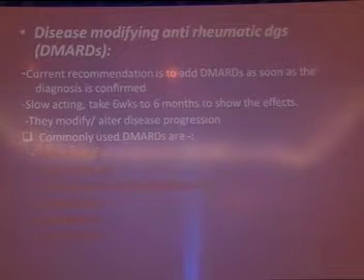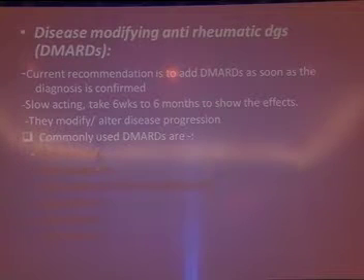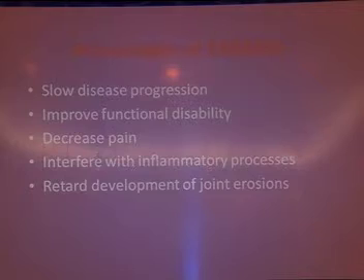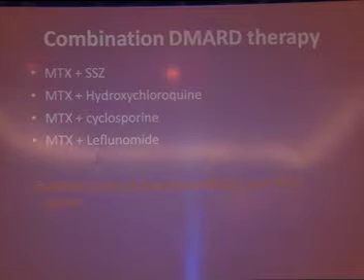Now, we know the commonly used DMARDs are methotrexate, sulfasalazine, chloroquine, hydroxychloroquine, leflunomide, cyclosporine, and azathioprine. Now, there are advantages, but the trend is for combination DMARD therapy: methotrexate plus sulfasalazine, methotrexate plus hydroxychloroquine, methotrexate plus cyclosporine, or methotrexate plus leflunomide. The important part is methotrexate, the excellent safety and improved efficacy over methotrexate alone also.